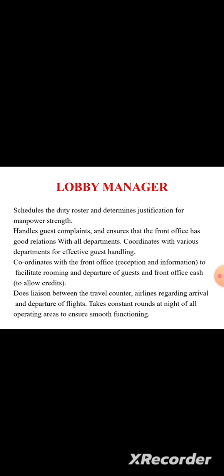Next one, the lobby manager. Schedule the routine roster and determine the justification for the manpower strength. Handle the guest complaints. Ensure the front office has a good relationship with all other departments. Coordinate with the various departments for effective guest handling. Coordinate with the front office, reception, information, facilities, rooming, departures and guest arrivals. Authorize the front office cashiers to allow credits, liaise with the travel counters and airlines regarding the arrivals and departures of flights, and take rounds at night of all the operation areas to ensure smooth functioning.